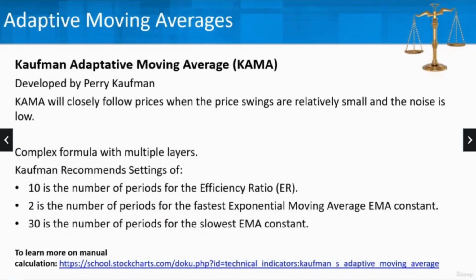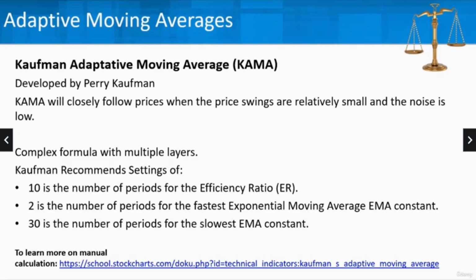What you'll see on trading platforms, and probably the most popular one of these, is the Kaufman Adaptive Moving Average, or you'll see it listed probably as KAMA, named after a gentleman named Perry Kaufman. And what it'll do is closely follow prices when the price swings are relatively small and the noise is low, right? So it's kind of adjusting for that.